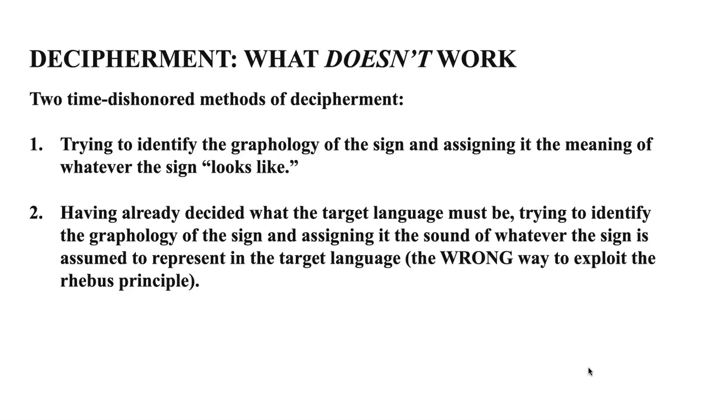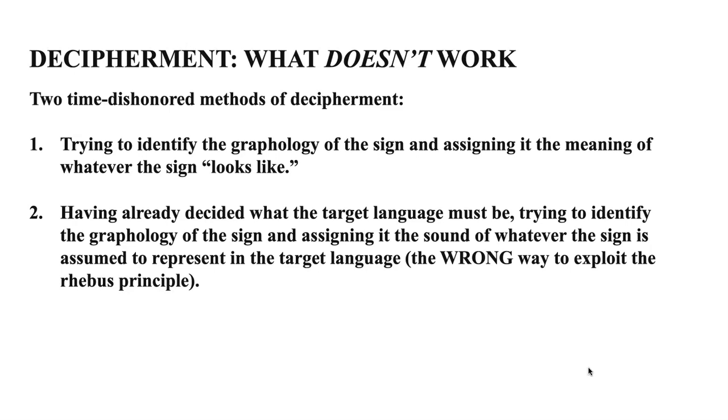2 time-dishonored methods of decipherment, as I call them. Number 1, trying to identify the graphology of the sign and assigning it the meaning of whatever the sign looks like. And by that I mean doing that in vacuo, not having any point of reference, not paying any attention to the distribution of the sign, to the frequency of the sign, where it tends to occur with respect to beginning, middle, or end of words, and things like that. Just looking at the sign and saying, aha, that sign looks like a dog, so I'm just going to give it the value dog. Okay?